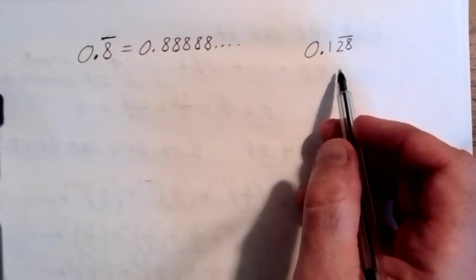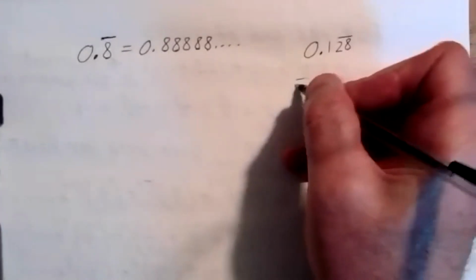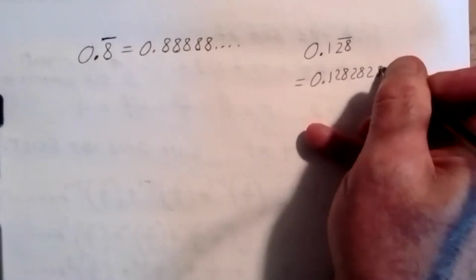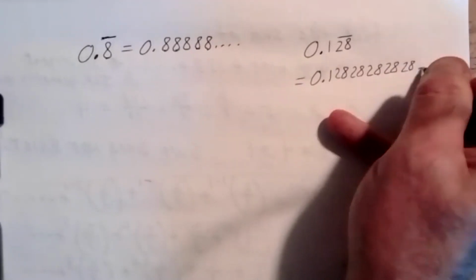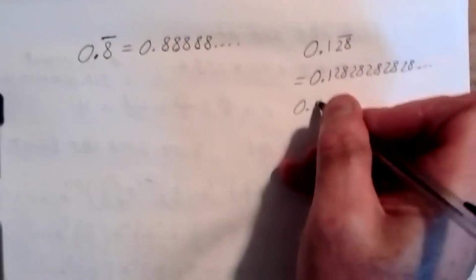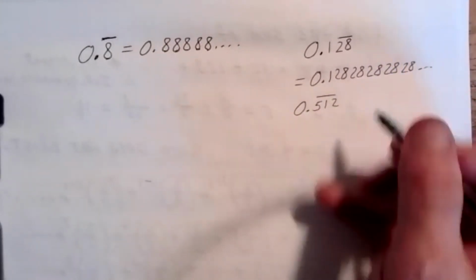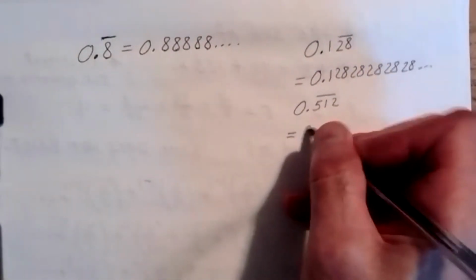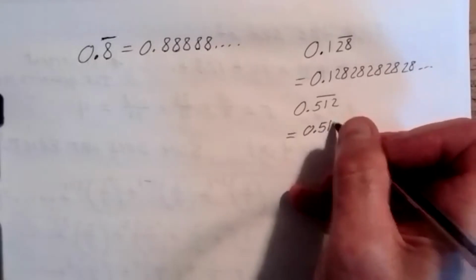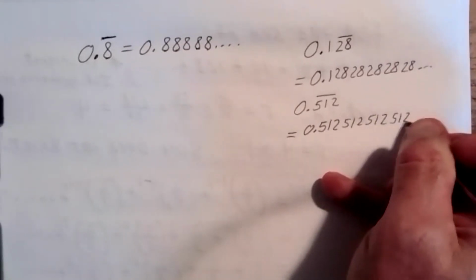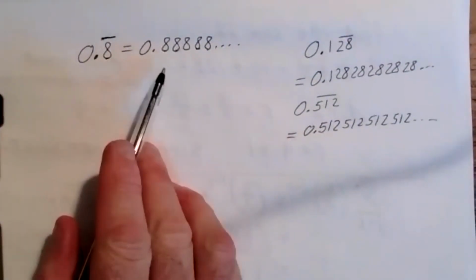If I had this decimal, 0.128 with the bar, what digits would repeat now for this one? The 2 and the 8. Just the 28. So this would be 0.128, 28, 28, 28, etc. Correct? If I had this one here, 0.512 with the bar above all these, what digits repeat now? 512, 512, 512, 512 forever. Do you agree?